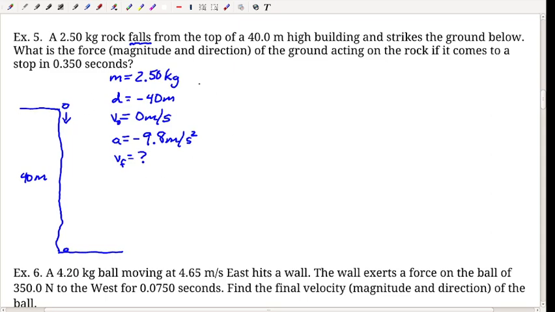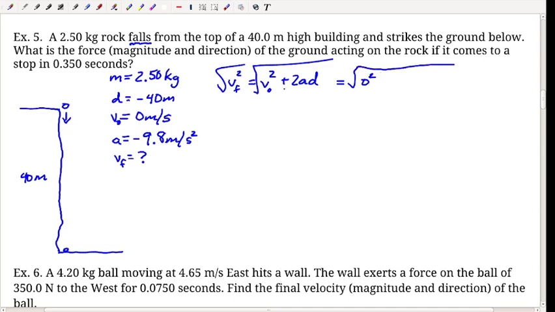So with this information, I know that I'm looking for this equation, that's V final squared equals V initial squared plus 2AD. And to solve for V final, all I have to do is take the square root. So that gives me V final is the square root of, well, V initial was 0, so that goes away, plus 2 times negative 9.8 times negative 40.